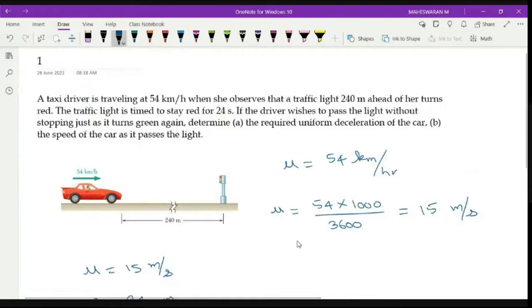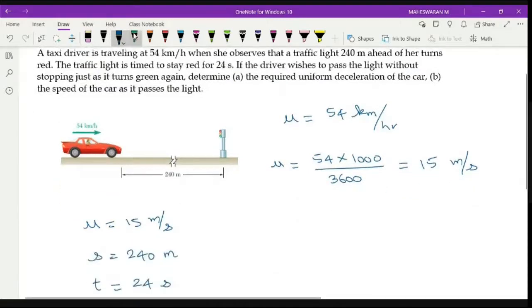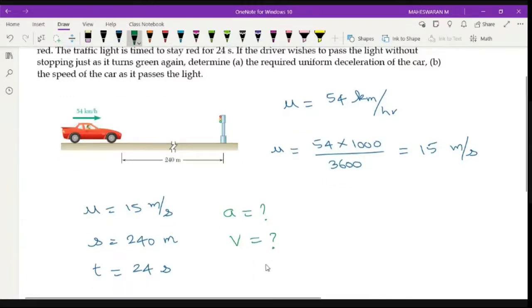So what are the things you are going to identify here? They're asking for your acceleration, which we call deceleration, because when you get a negative acceleration, we call it deceleration. Next, speed. Speed is your final velocity. These are the two data they are asking.